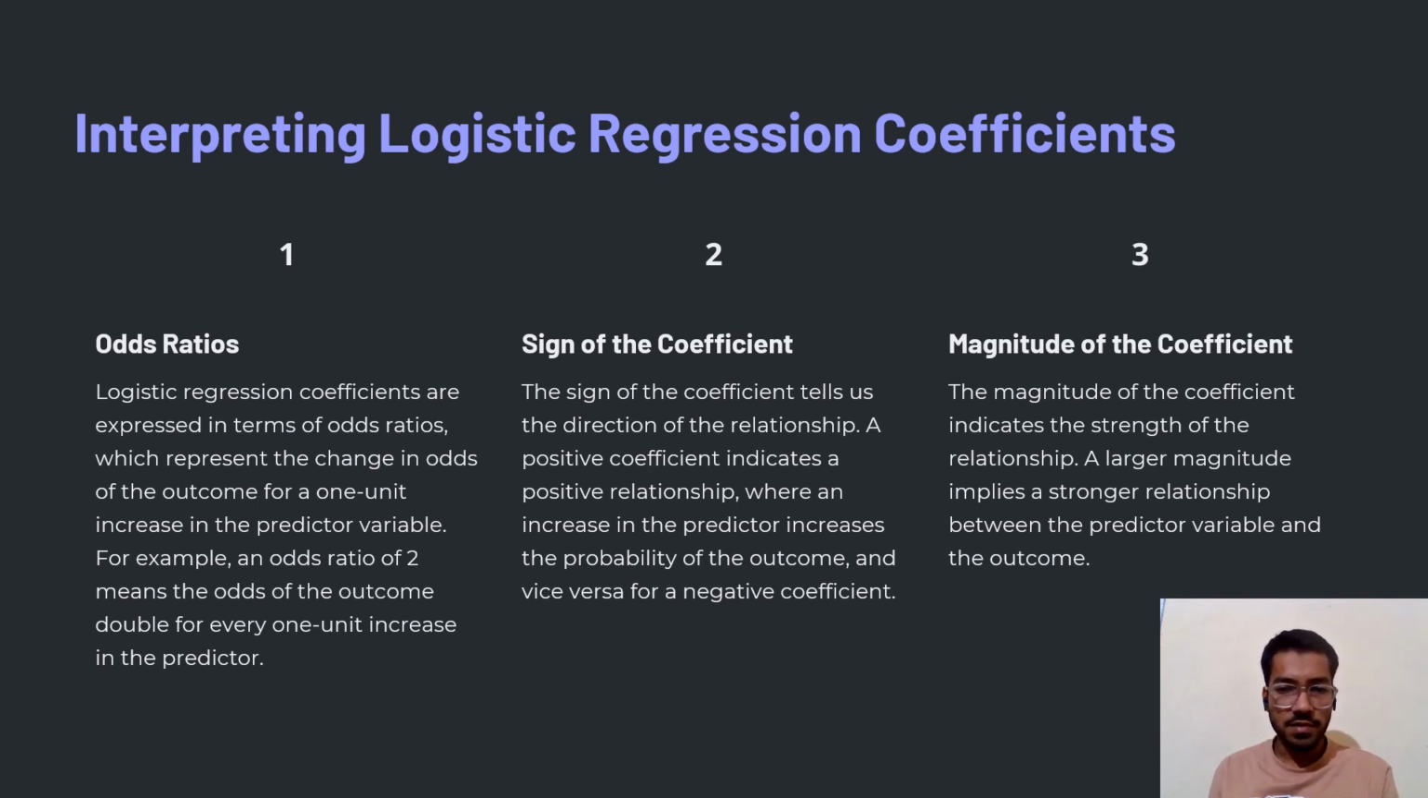Sign of the coefficient. The sign of the coefficient tells us the direction of the relationship. A positive coefficient indicates a positive relationship where an increase in the predictor increases the probability of the outcome, and vice versa for a negative coefficient. Third is magnitude of the coefficient. The magnitude of the coefficient indicates the strength of the relationship. A larger magnitude implies a stronger relationship between the predictor variable and the outcome.